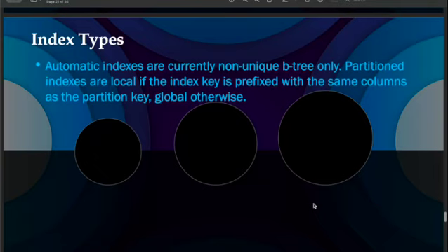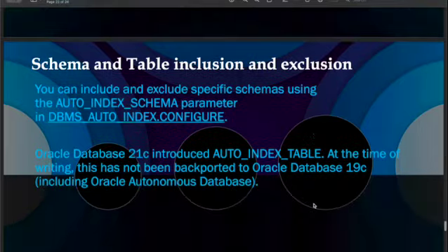Automatic index types. Automatic indexes are currently non-unique B-tree only. Partitioned indexes are local if the index key is prefixed with the same column as the partition key, global otherwise.